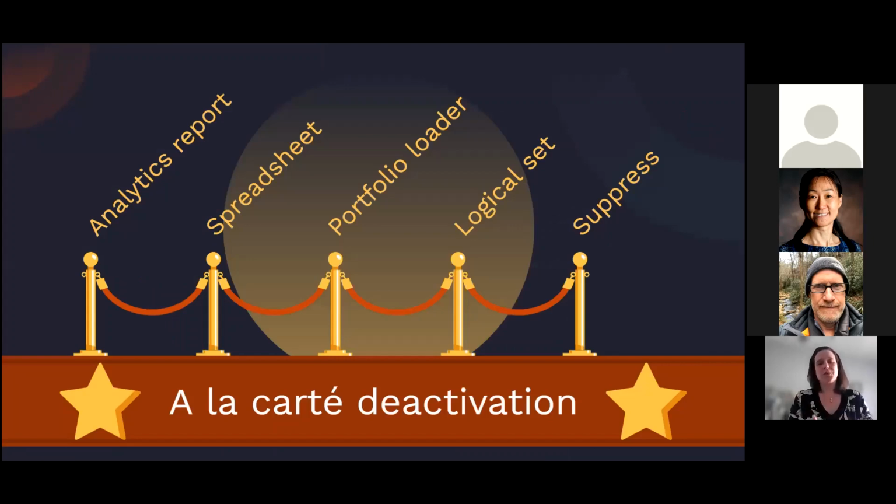So now what I do is I have an analytics report for all of the Kanopy titles that are active in the repository, are discoverable, and have active portfolios. I export that to an Excel spreadsheet, which I turn into a portfolio loader to either update license information or to set it to inactive. Then from that, I have a logical set for any Kanopy title that has an unsuppressed bib record but an inactive portfolio, and then I run the job to suppress that.